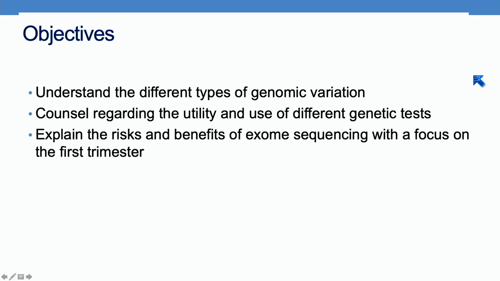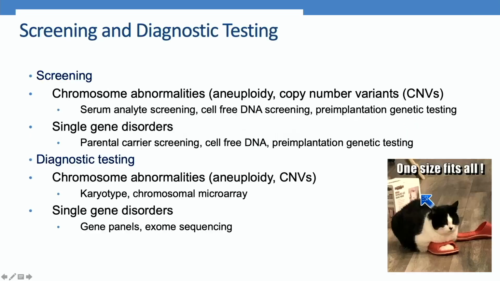So I'm going to talk about the different kinds of genomic variation, how we use different genetic tests, and then, as I said, talk a little bit about exome sequencing. So, as I said yesterday, I talked about screening and how in the past we screened really with a real focus on chromosome abnormalities, and now the world has become much more complicated.